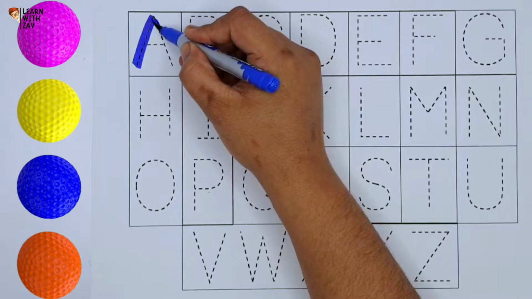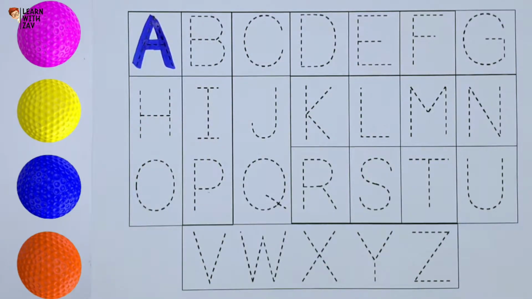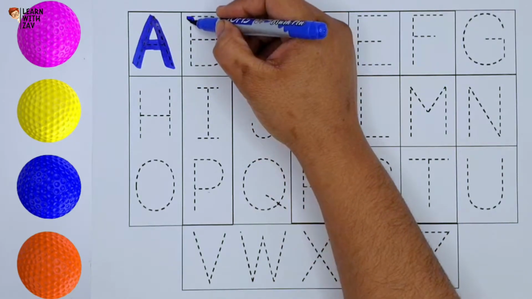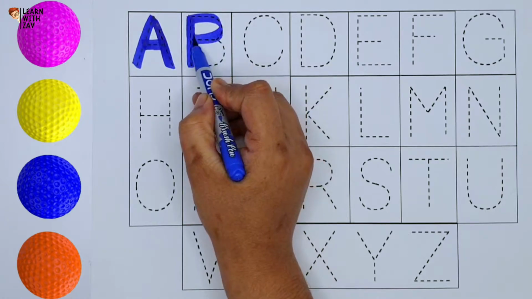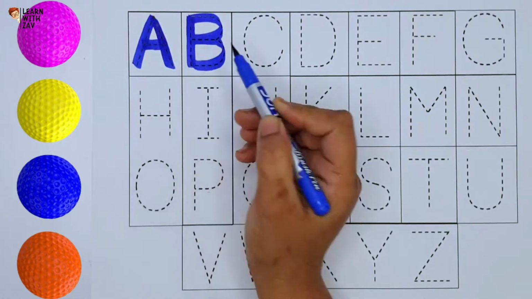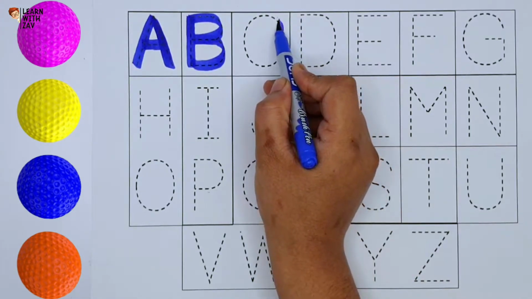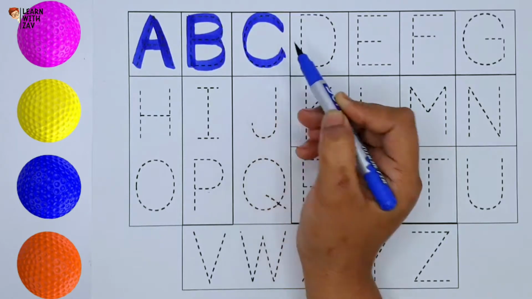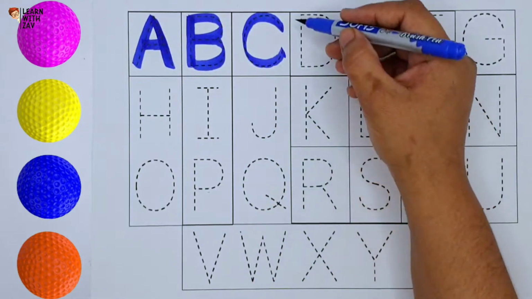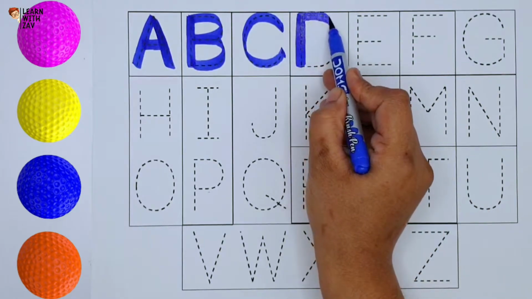A for ant. B for boy. C for camel. D for donkey.